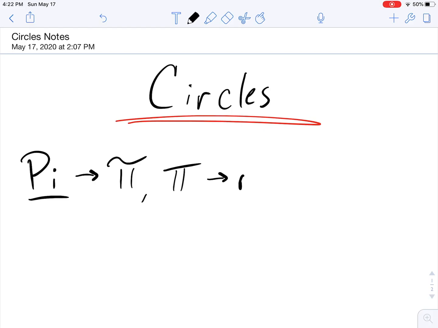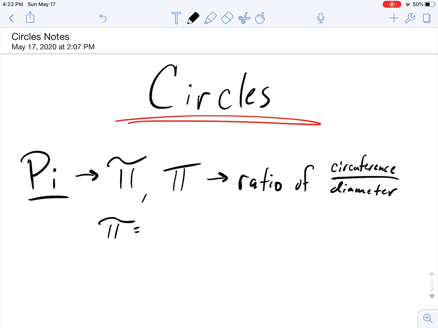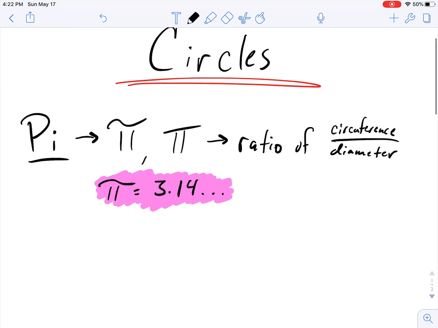And pi is actually a ratio of circumference, and I'll go over what that means later, over diameter, and I'll go over what that means later. You don't know those words yet, but you will, okay? And pi equals 3.14, and it goes on and on forever. You don't need to know all the digits of pi, and I will not test you on it, but you do need to know 3.14, okay? Very, very important.